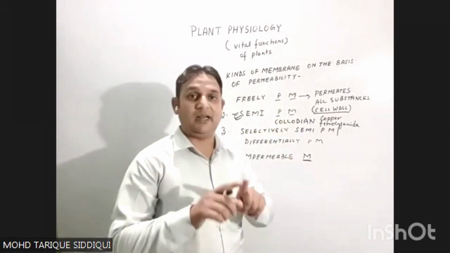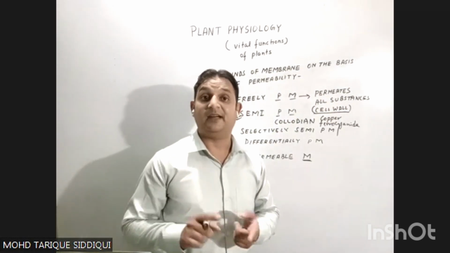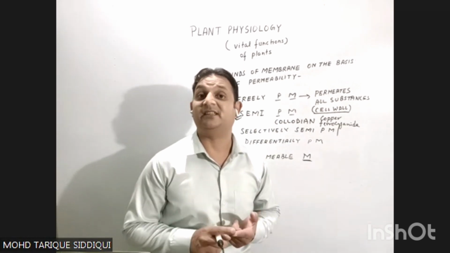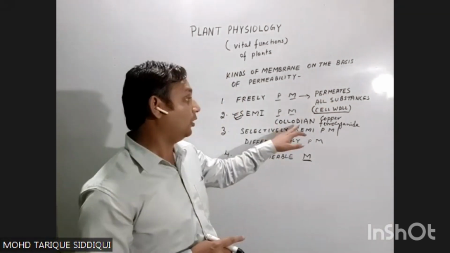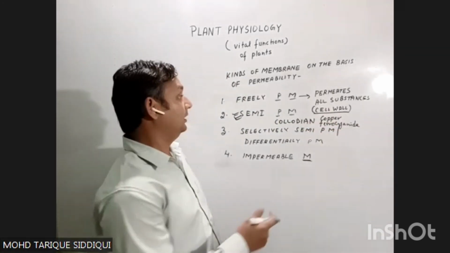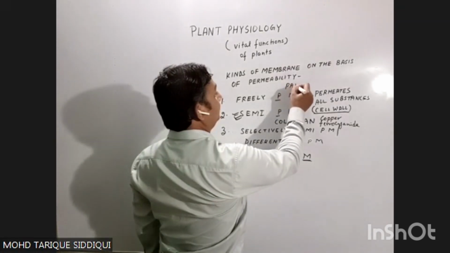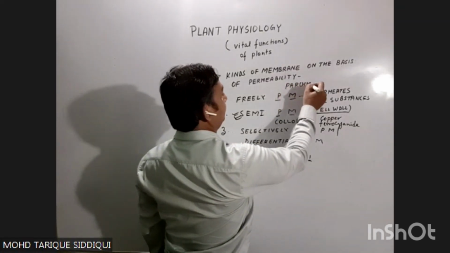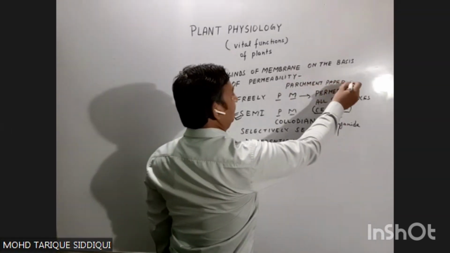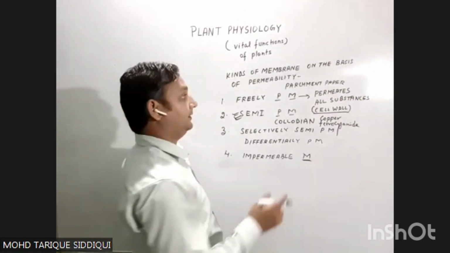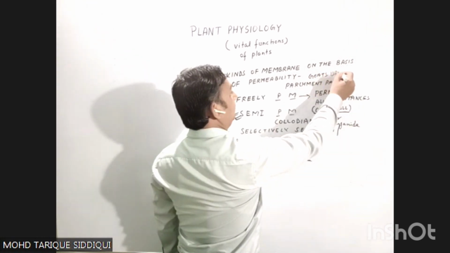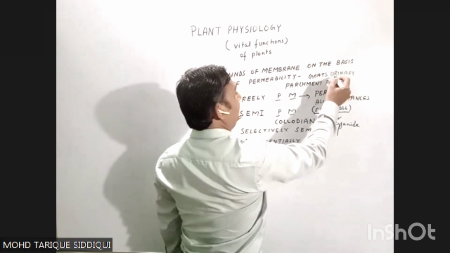Now in your board exam, you have the MCQ questions and they definitely ask you this question: examples of semi-permeable membrane. So I'm telling you some of the examples of semi-permeable membrane here. Collodion membrane, copper ferrocyanide membrane, parchment paper, goat's urinary bladder. All these are the examples of semi-permeable membrane.